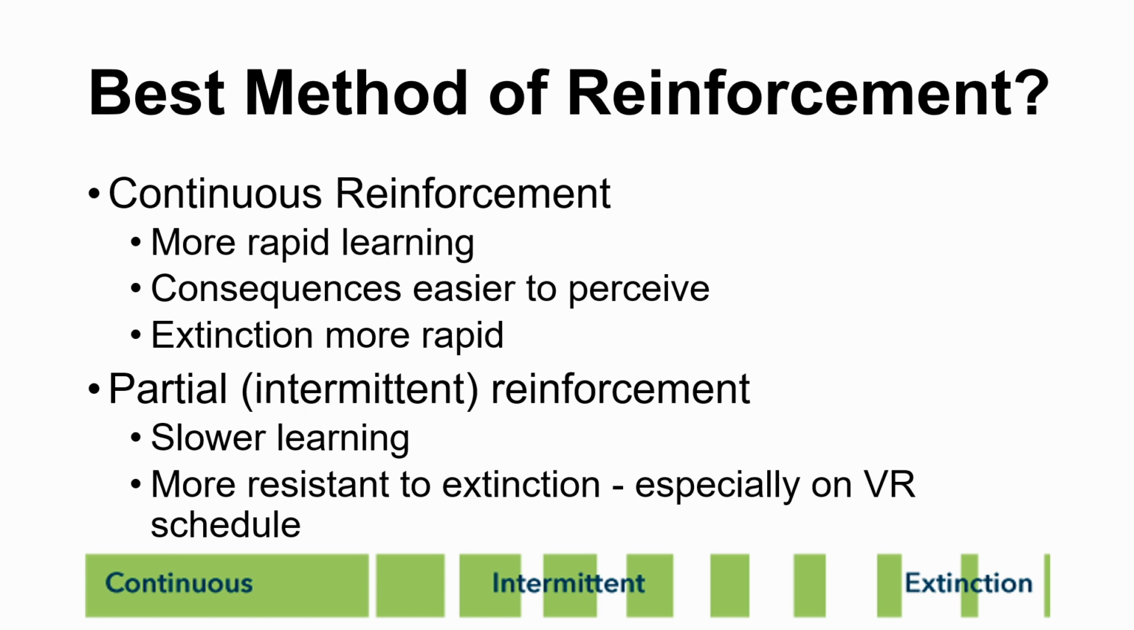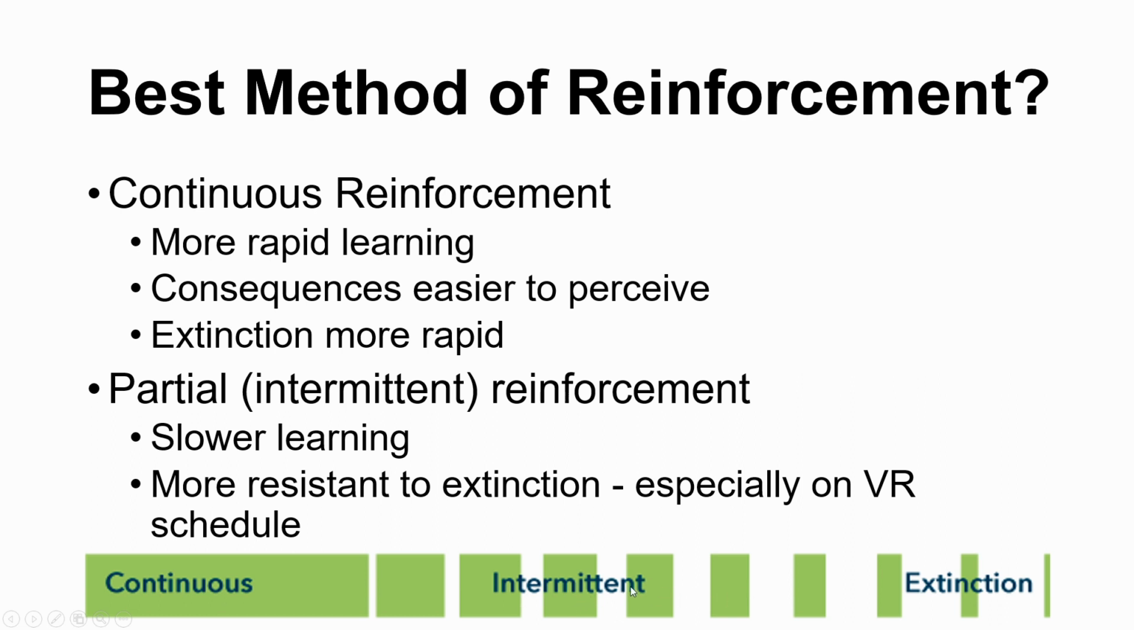There's sort of a discrepancy between pressing the lever and getting food. So it takes them longer to learn that association, but once they've learned it, that association is a lot more resistant to extinction, because we actually have it down here at the bottom. Continuous reinforcement is delivered every single time. When you have intermittent or partial reinforcement, you get food sometimes, but not others.